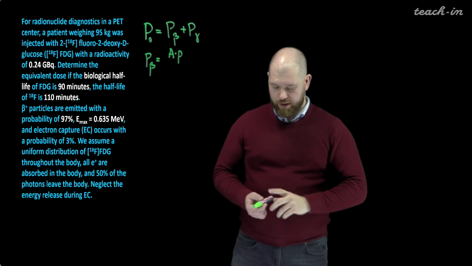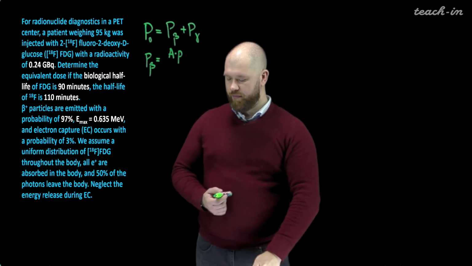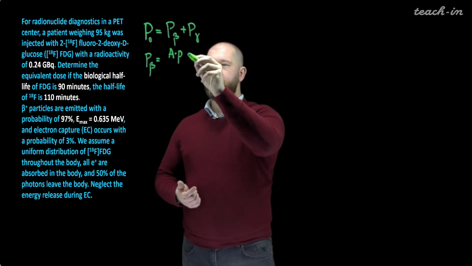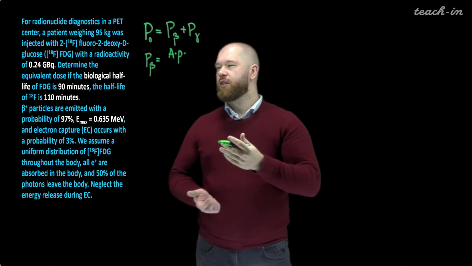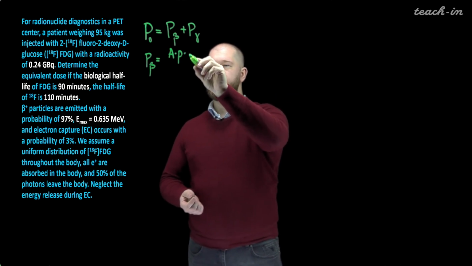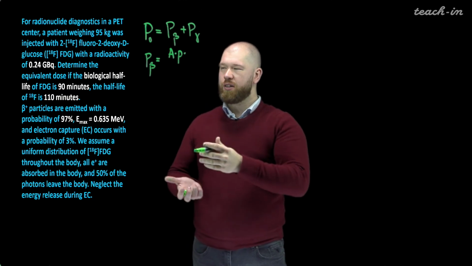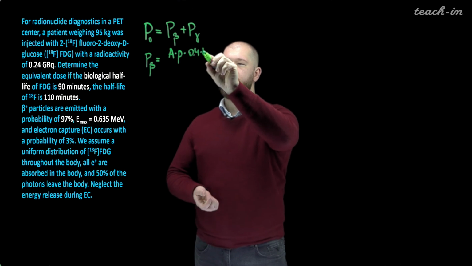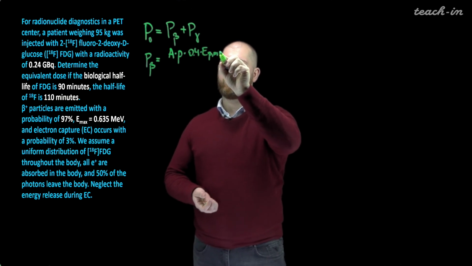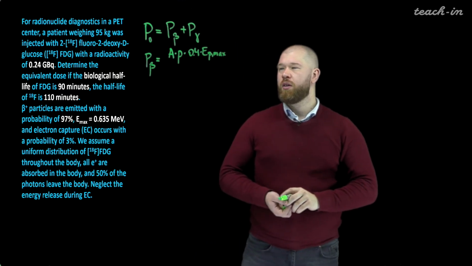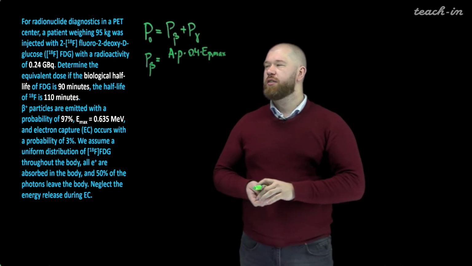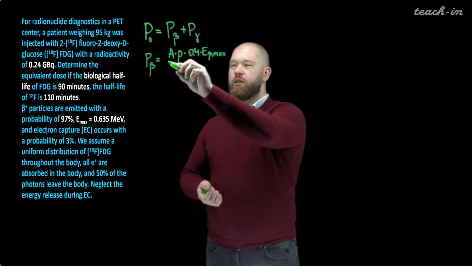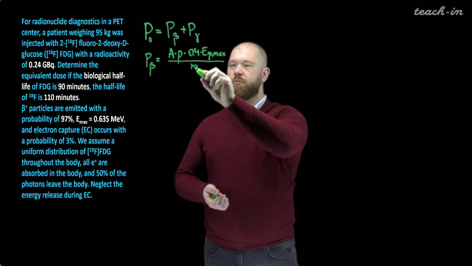It is 97%, as it is written here. So the number of emitted beta particles per second, we multiply by the energy of the beta particles, but not the maximum energy, but the average energy, that is equal to 0.4 multiplied by the maximum energy of beta particles. So we know the energy that is released due to the beta particles, and we divide it simply by the mass of the human body.